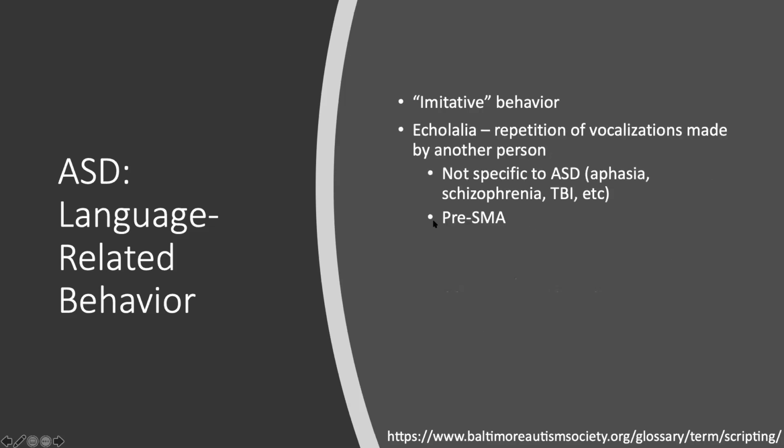So this goes along with what's known as echolalia, where they'll often repeat what they hear or various vocalizations of another person. So if you say, okay, let's go, they'll say, okay, okay, okay, okay, and they'll just start repeating that vocalization over and over. And interestingly, this isn't specific to autism. You can see that a little bit with aphasia.